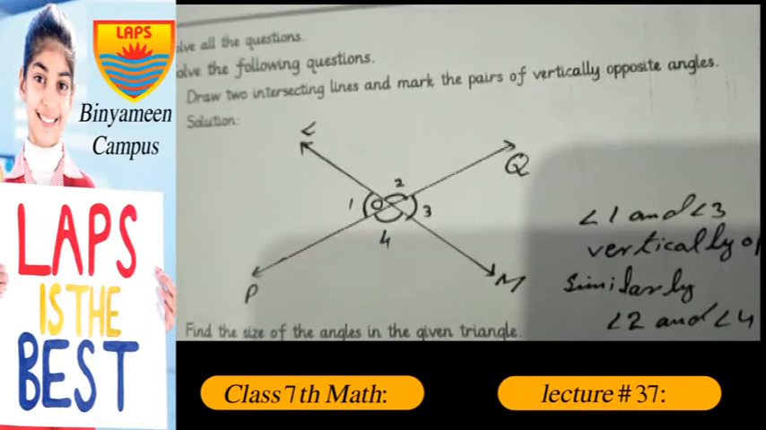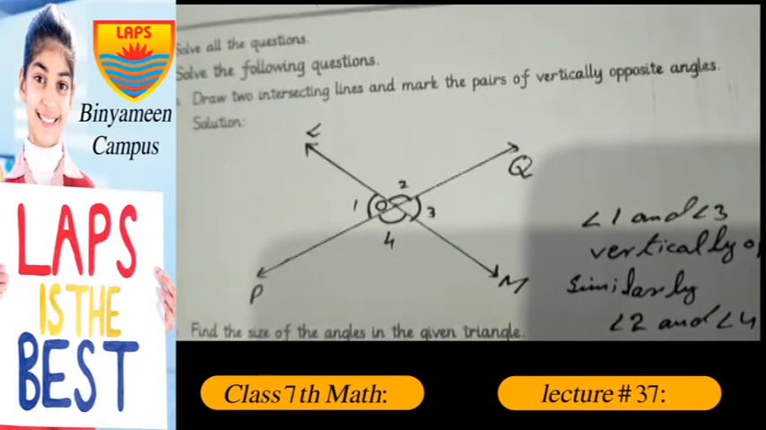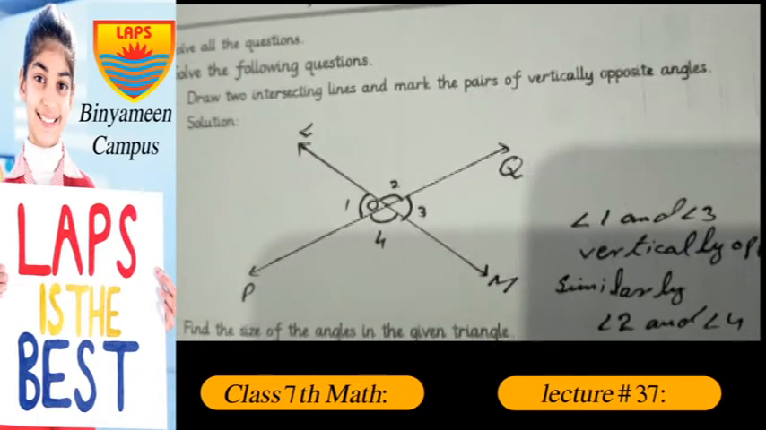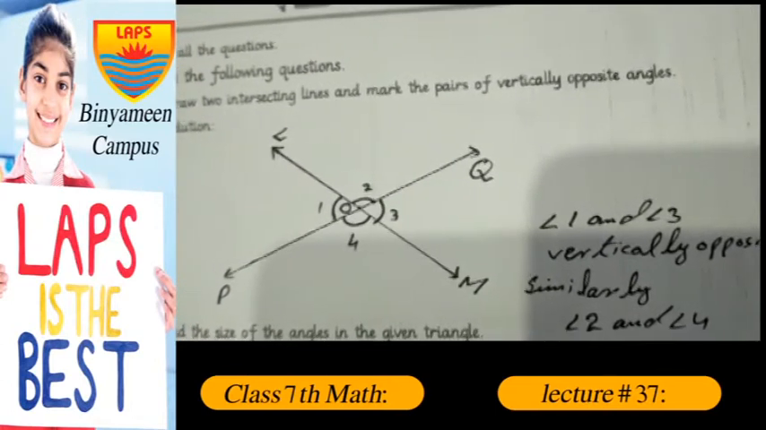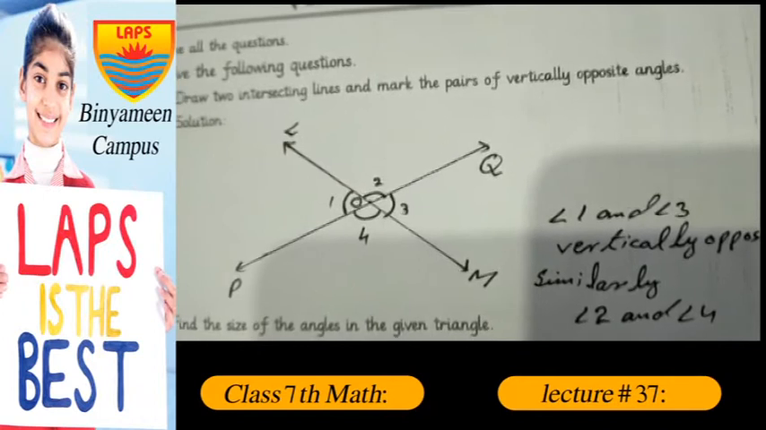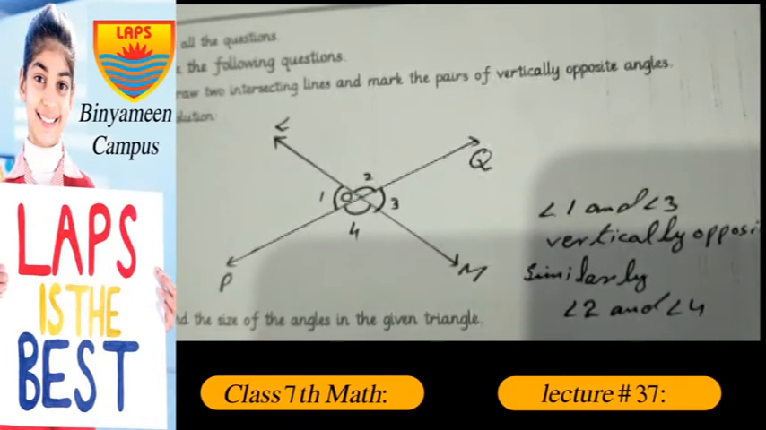Now we get four angles. Angles 1 and 3 are vertically opposite, and similarly angles 2 and 4 are also vertically opposite.